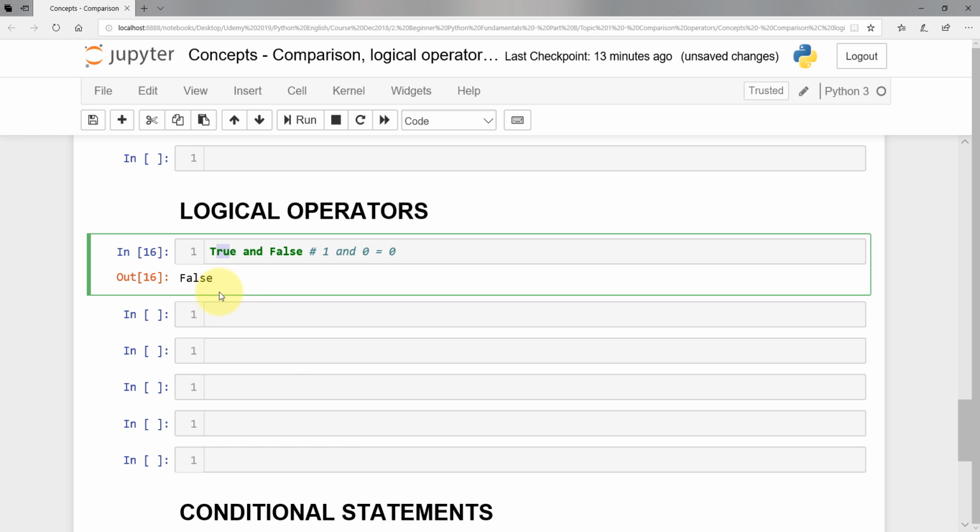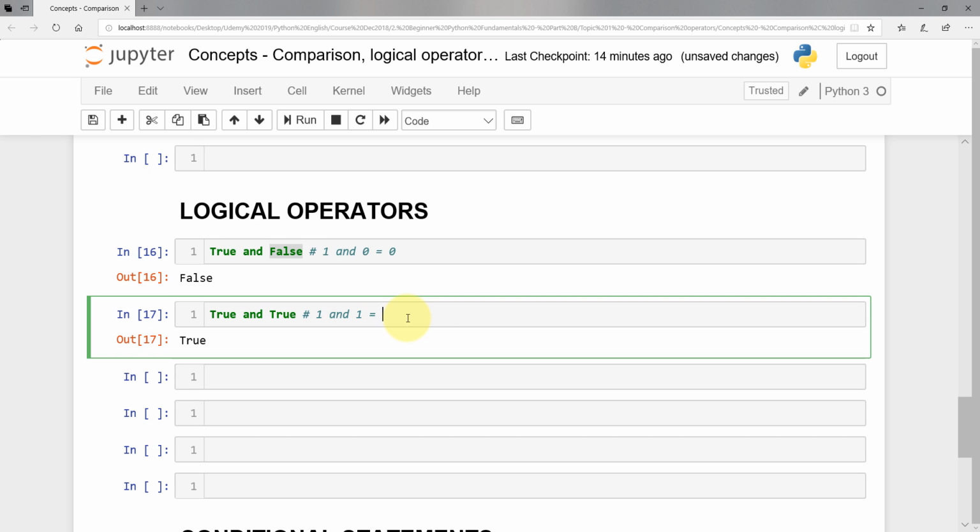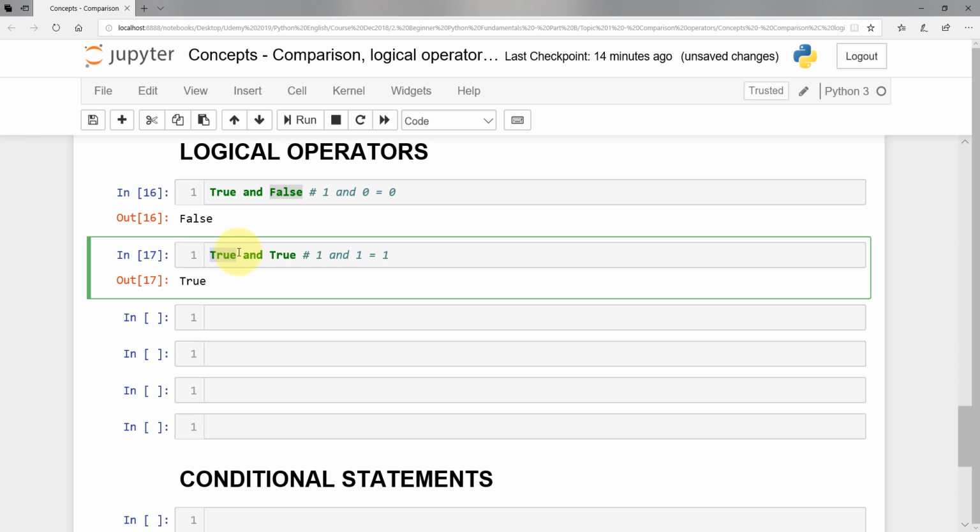From a logical perspective, when I say AND, that means both conditions have to be true in order for the outcome to be true. So this has to be true and this has to be true in order to generate a true output. Let's take a look at another example. Let's assume true and true, which is 1 and 1. What answer do we expect? If we run that, that will generate true, which makes sense. This condition is true and this condition is true as well, so ANDing both of them will generate a true value.